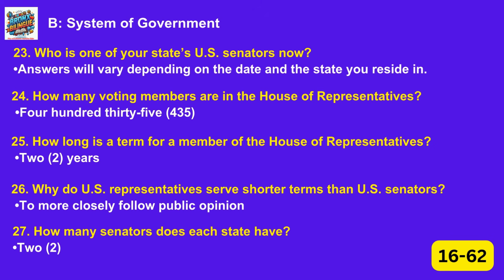24. How many voting members are in the House of Representatives? 435. 25. How long is a term for a member of the House of Representatives? 2 years. 26. Why do U.S. representatives serve shorter terms than U.S. senators? To more closely follow public opinion.